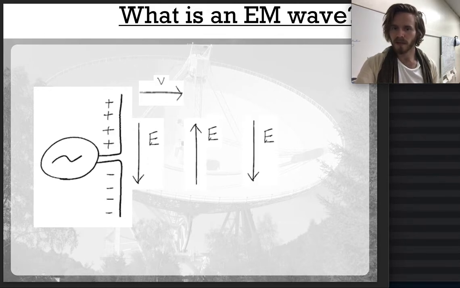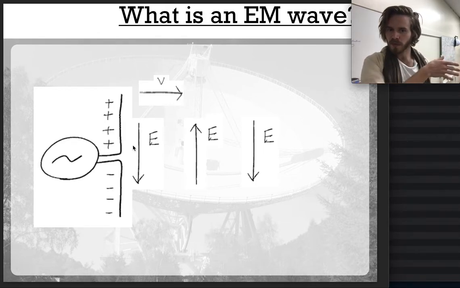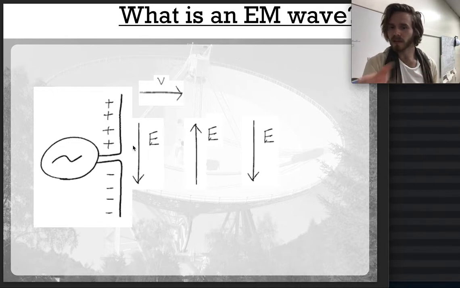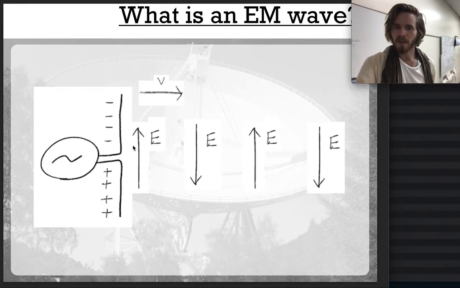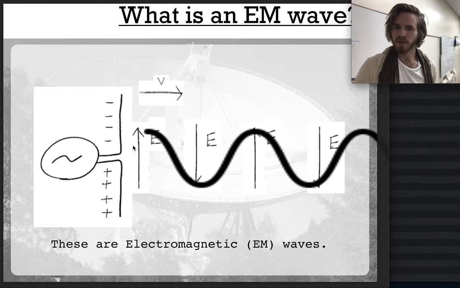So let's say we repeat this process and we keep oscillating our source of voltage, and now again we have the negative charges at the bottom, positive charges at the top, so we have our electric field pointing downwards. And each time we're doing this, some time is passing, so the electric fields that we were producing before have moved away at the speed of light. So what happens is, we keep repeating this process, and we produce what is an electromagnetic wave.